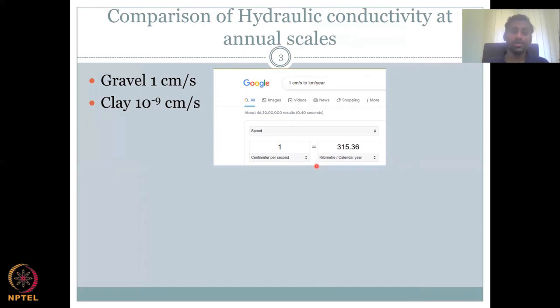So 1 centimeter per second is 315 kilometers per year. That's all I put; you can change the number 1 to 9, etc. Here the values for gravel range from 1 to 10 power minus 2, and clay is 10 power minus 9 to 10 power minus 6. I'm taking the extreme values in both cases to show how big the difference is. If you see the first part, the gravel, 1 centimeter per second is equivalent to 315 kilometers per year. So if you drop your water in the Himalayas with all gravel, within a year it flows across 300 kilometers.